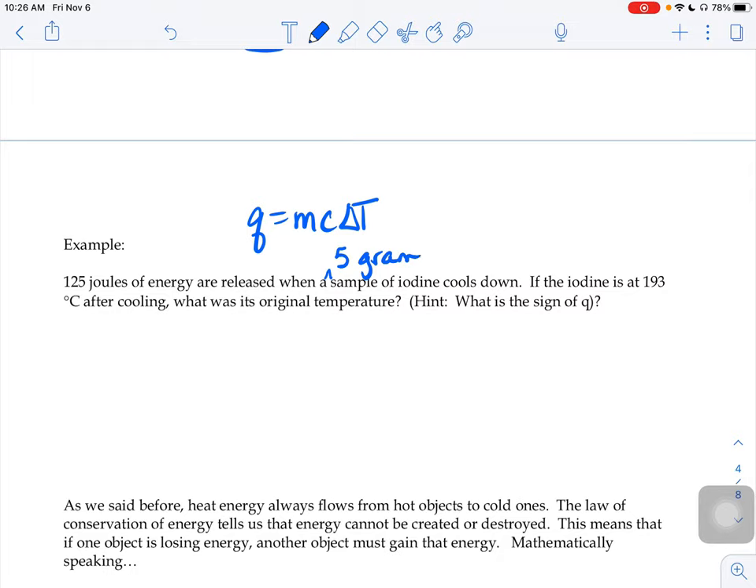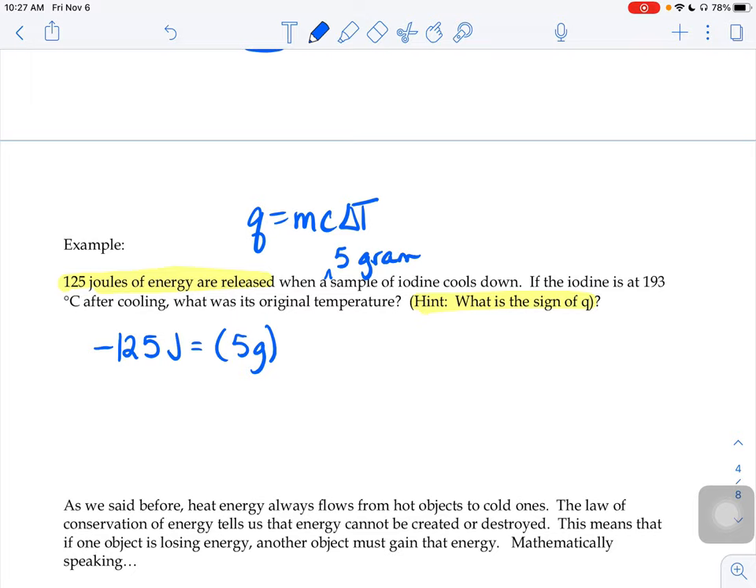So we have to look at the equation and see what information we know. If it tells you 125 joules of energy are released, and it gives you this little hint here, what would the sign of Q be? If we're releasing heat energy, we set up above that it would be a negative Q. When things absorb heat energy, we get positive Q. So I'm going to plug in a negative 125 for my Q. The mass is a 5-gram piece of iodine.